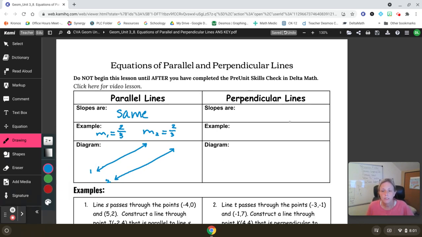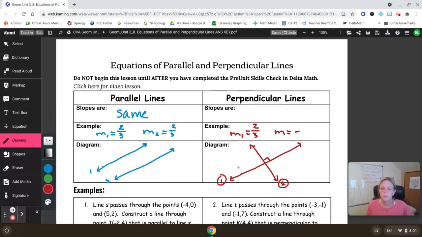Okay, perpendicular lines look a little different. So with perpendicular lines, we would have maybe one line going this direction. And then remember, perpendicular means a right angle. So this other line would have to come like this in order to make a right angle. In this case, if the slope of line 1 is positive 2/3 again, then I know that the slope of line 2 can't be positive, right? It has to be perpendicular, which means now we have to have a negative slope.